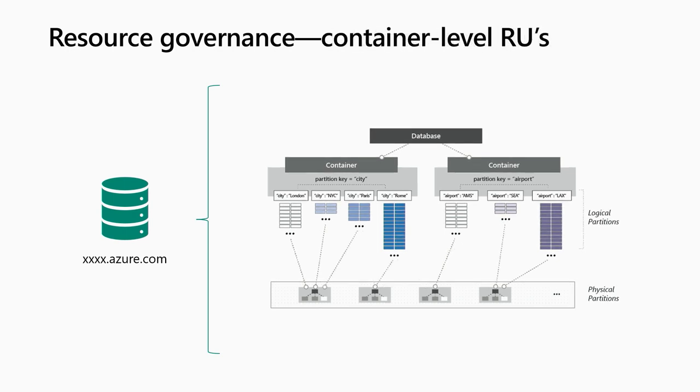In contrast, when you do container-level RUs, what you'll see is the mapping from container and its logical partitions to physical partitions is going to be isolated. We're going to be able to have independent RU knobs on each one of these containers, and they're going to scale independently of all of the other containers, as well as not be able to tap into the same set of resources.